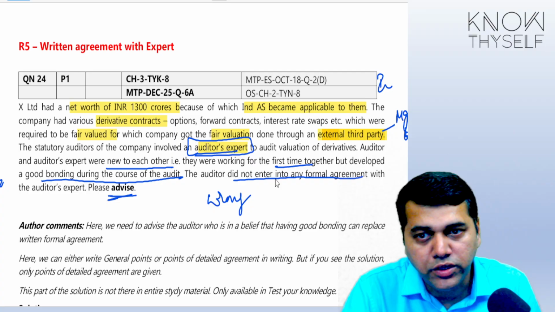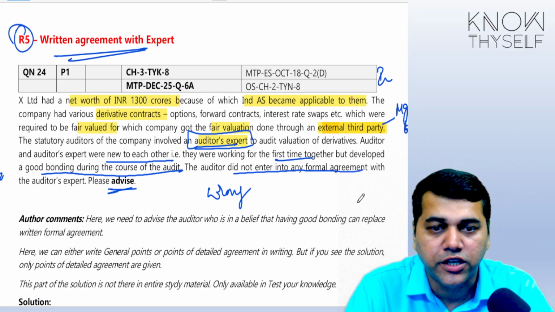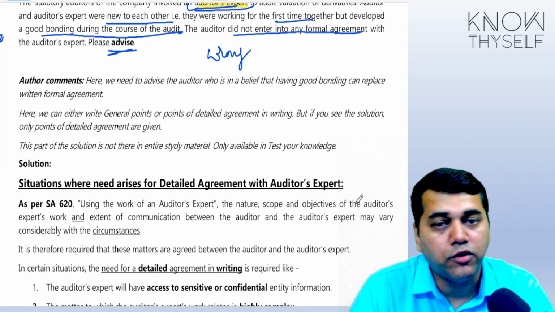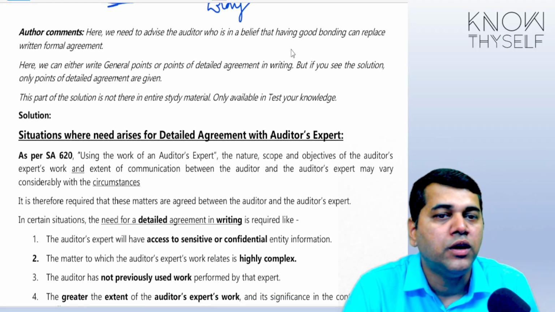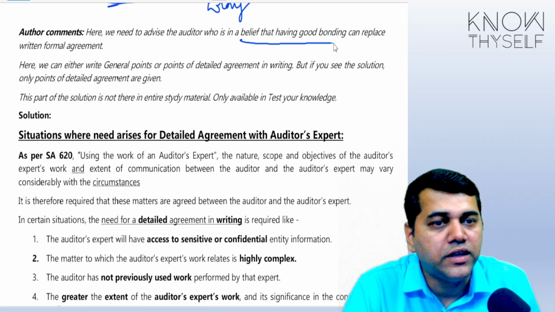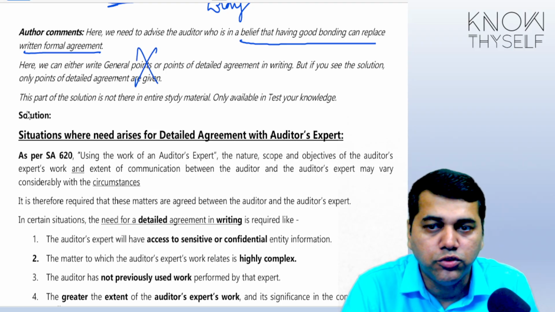Auditor is supposed to enter, because the requirement says you have to enter into a written agreement. It doesn't matter whether you have a cordial relationship with them or not. There is a belief that a good bonding can replace a written agreement, but you say no, you have to have a written agreement.